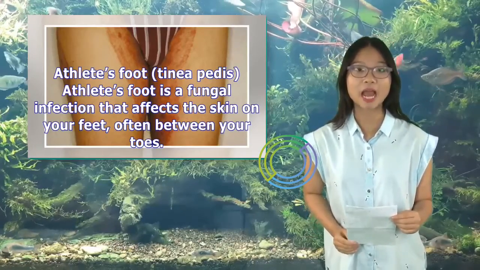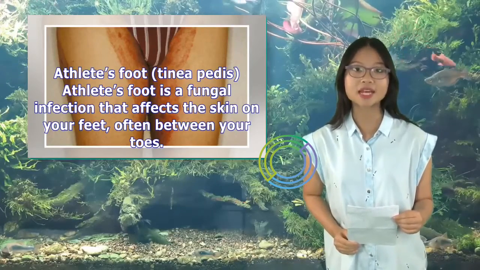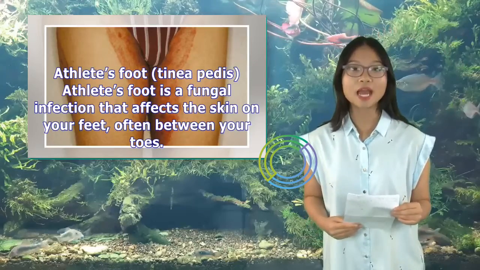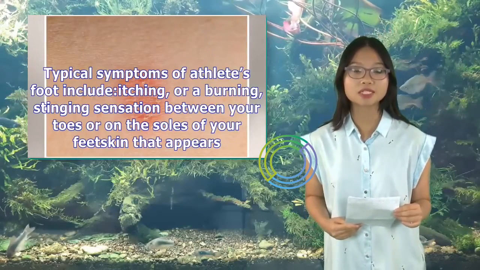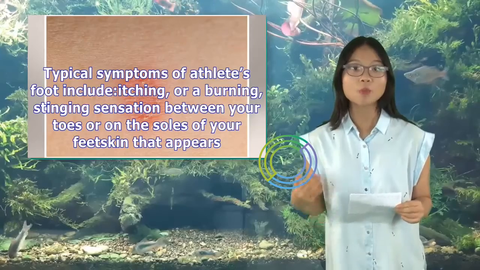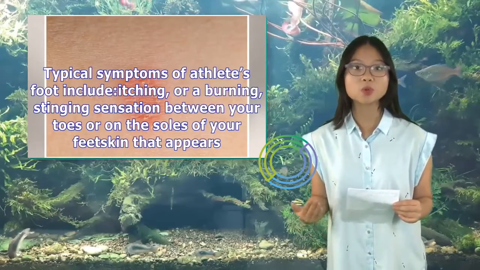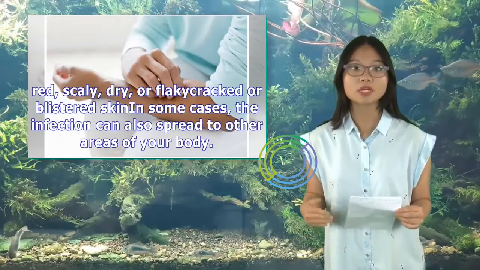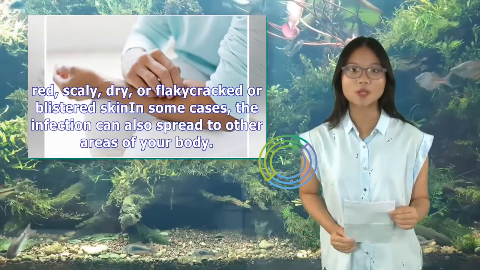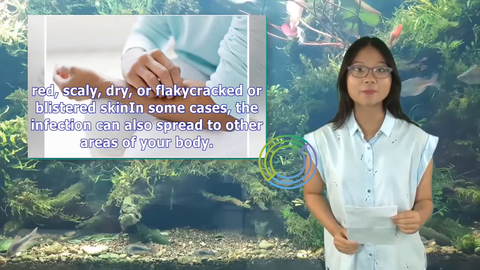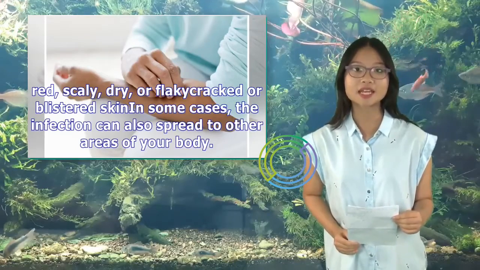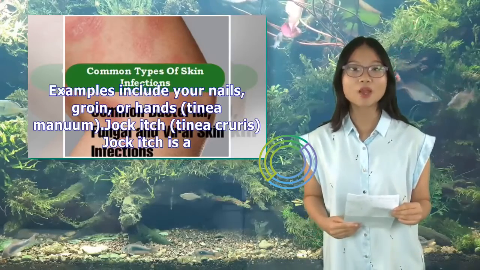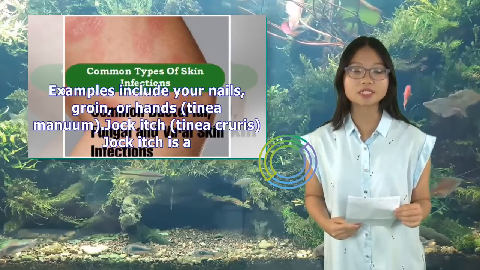Athlete's foot, Tinea pedis. Athlete's foot is a fungal infection that affects the skin on your feet, often between your toes. Typical symptoms of athlete's foot include itching, or a burning, stinging sensation between your toes or on the soles of your feet. Skin that appears red, scaly, dry, or flaky. Cracked or blistered skin. In some cases, the infection can also spread to other areas of your body. Examples include your nails, groin, or hands, Tinea manum.